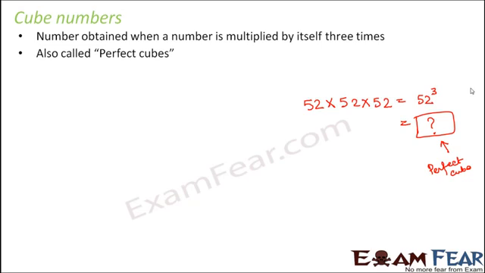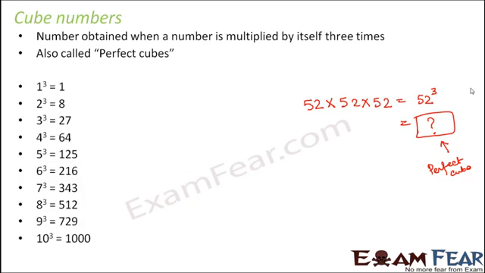Okay, so let us look at the cubes of the first few numbers. So 1 cube is what? 1 into 1 into 1. Similarly, 2 cube is what? 2 into 2 into 2. That is 8. 3 cube, 4 cube, 5 cube, and so on. And in these, which numbers are the perfect cubes? So this number 1 is a perfect cube. 8 is a perfect cube. 27 is a perfect cube. 64 is a perfect cube. 125 is again a perfect cube. So each of these numbers, they are perfect cubes.